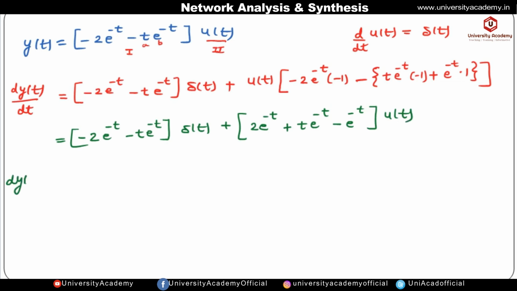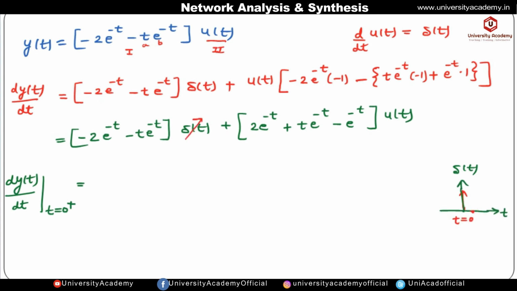Now we have to find out d of y of t by dt at t is equal to 0 positive. So t is equal to 0 positive means at the time just after 0, so let us substitute t is equal to 0 positive. As we know, the impulse function is defined only at t is equal to 0, so this is delta of t with respect to t, and its waveform is like this. It is only defined at t is equal to 0, so the impulse function value at t is equal to 0 positive, somewhere here, will become 0.